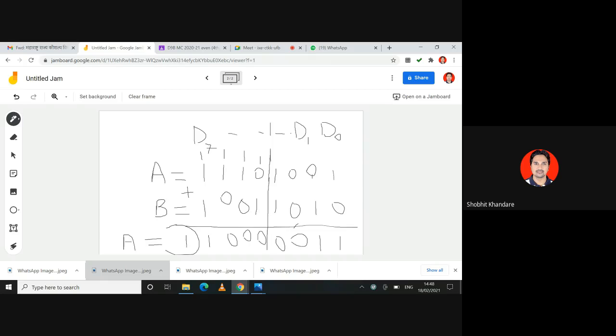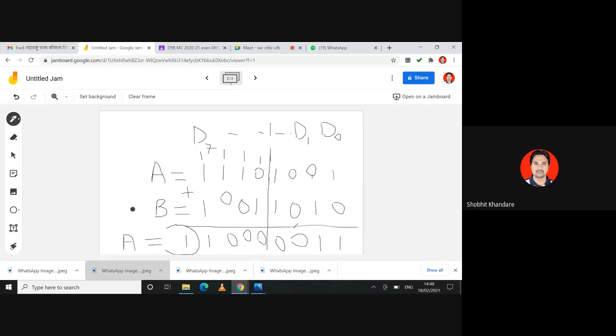P will be? Odd. How? 1, 2, and 3. And the size of the accumulator will be 8 only, so it will accumulate only these 8 bits. If you count the number of ones, you will see it happens to be 3, and 3 is an odd number. So tell me, P will be 1 or P will be 0? One.